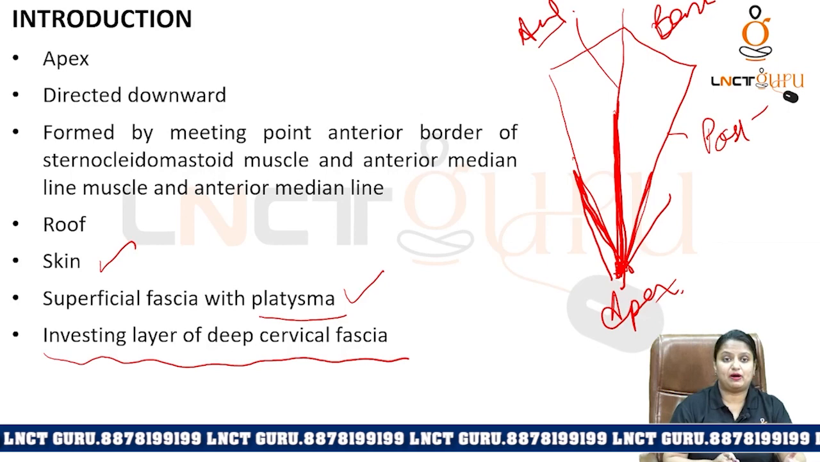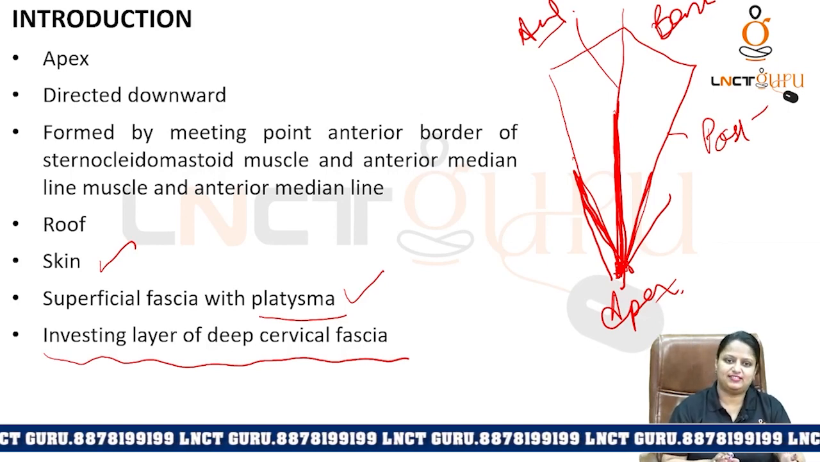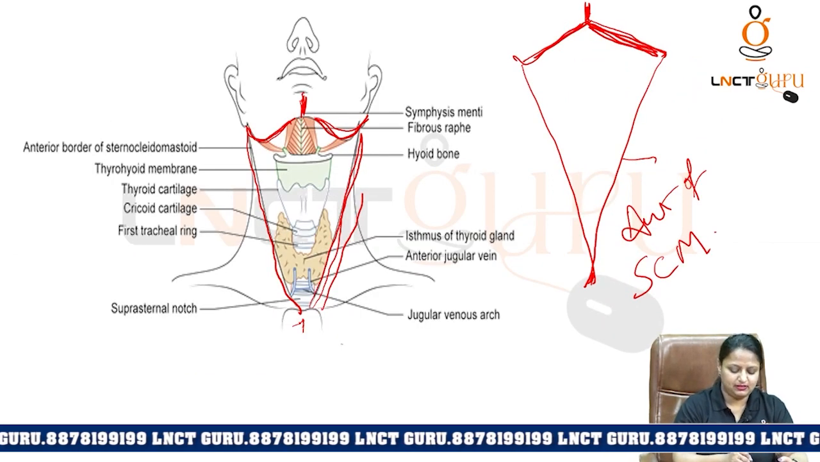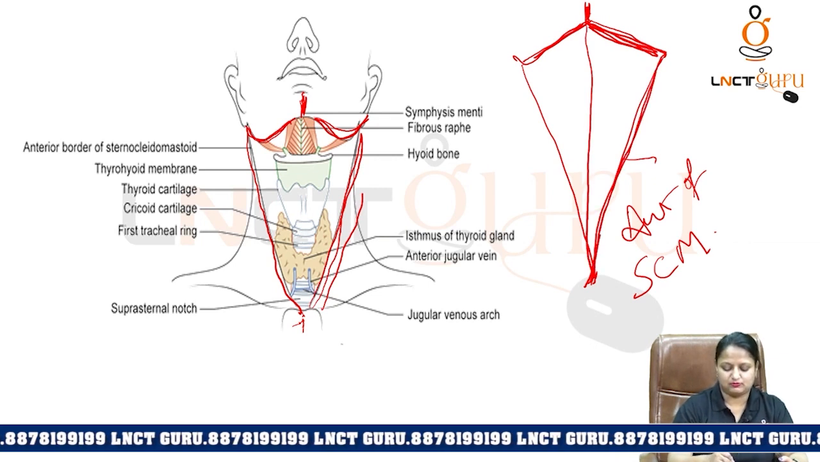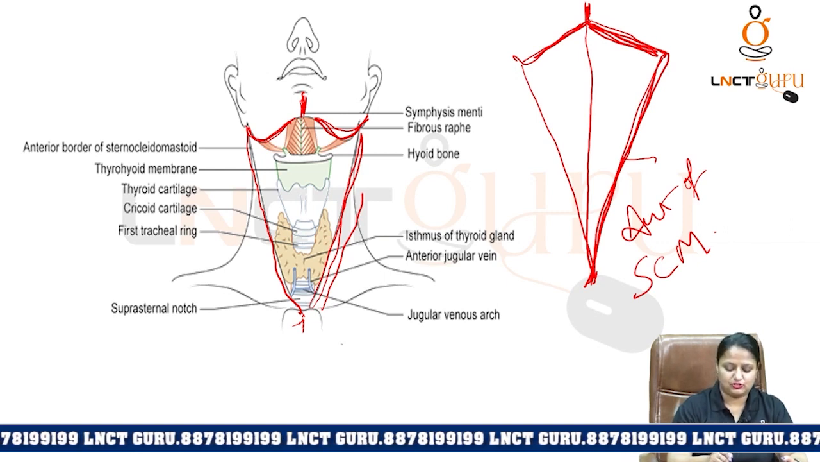So this was about the anterior region. I am talking about the anterior region. The borders of the anterior region in short: symphysis menti to suprasternal notch. This is the anterior border, this is the posterior border. What forms the posterior border? The anterior border of sternocleidomastoid muscle.